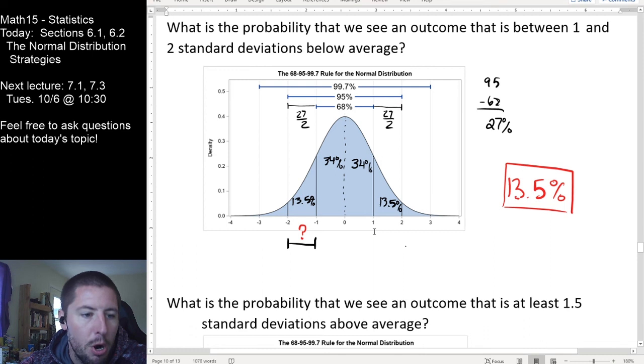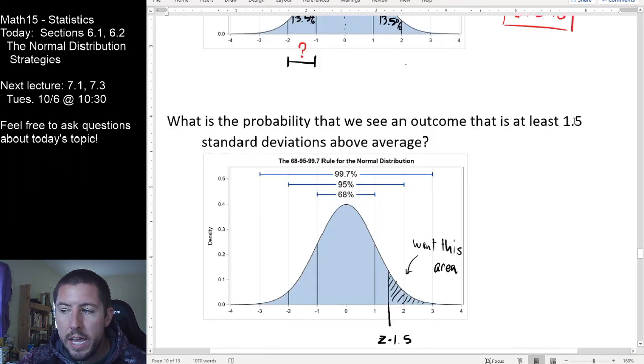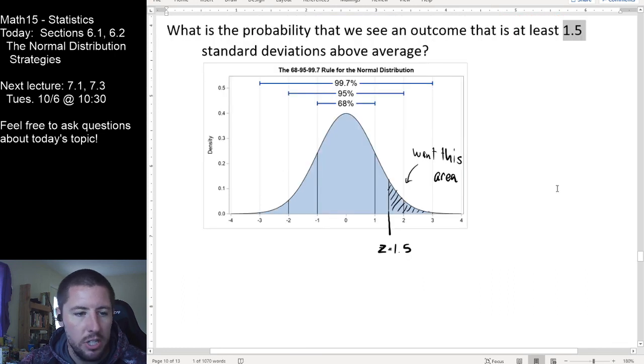That's a perfectly reasonable question for me to ask that you can figure out with just the 68, 95, 99.7 rule, because 3 standard deviations below and 1 standard deviation above are both whole number standard deviation counts. As soon as we get into any observation where it is not a whole number count of standard deviations, we cannot use the empirical rule, the 68, 95, 99.7 rule, to make any reasonable estimates.